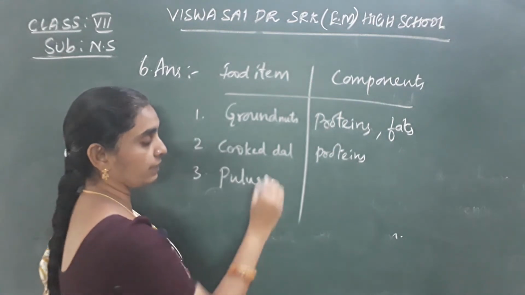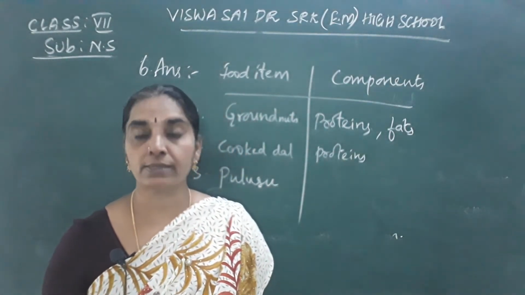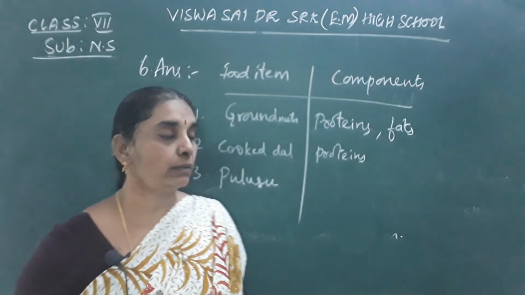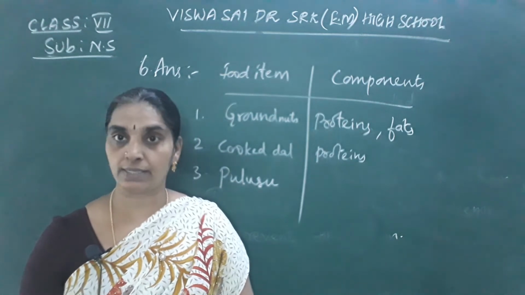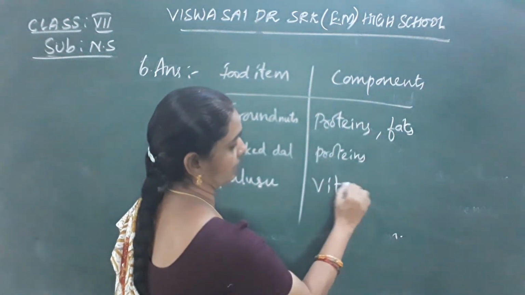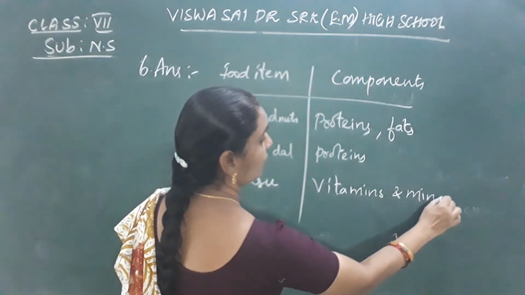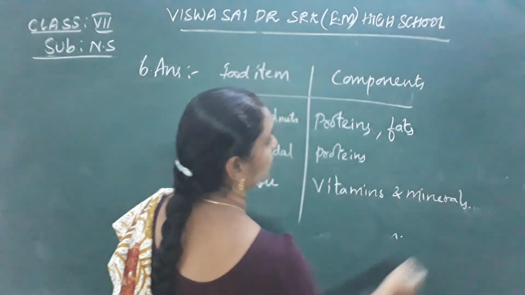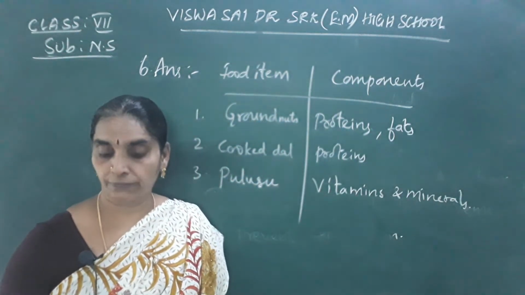Next, third one is pulusu. Pulusu is prepared with tamarind pulp and also some vegetables, isn't it? So, you know that vegetables contain vitamins and minerals. Along with tamarind pulp, they contain vitamins and minerals. So, you can write vitamins and minerals as the components present in pulusu. Like this you can write the answer.